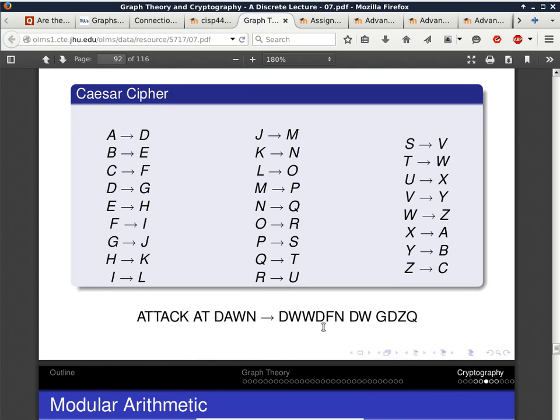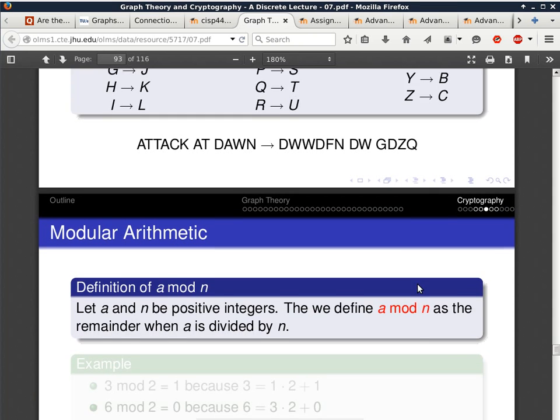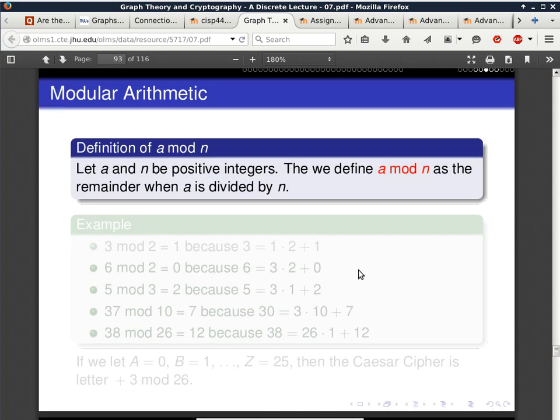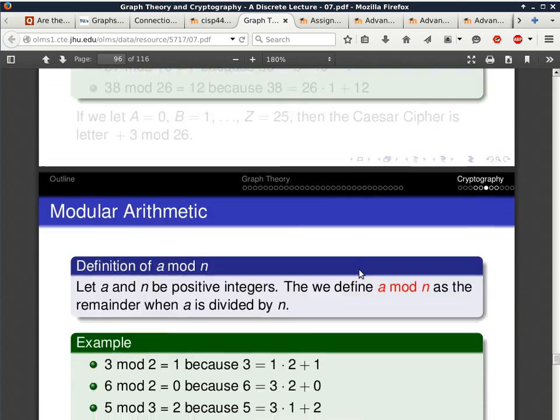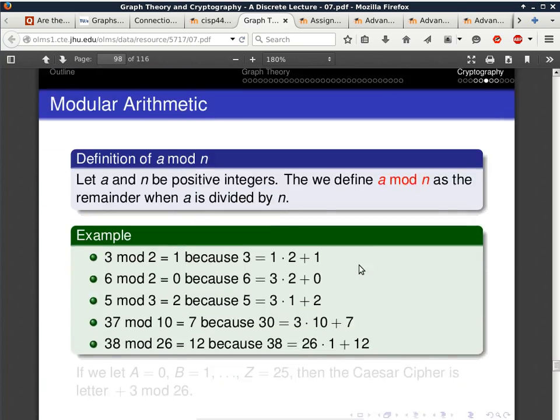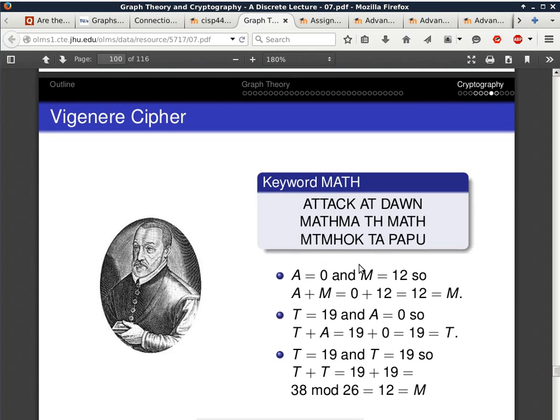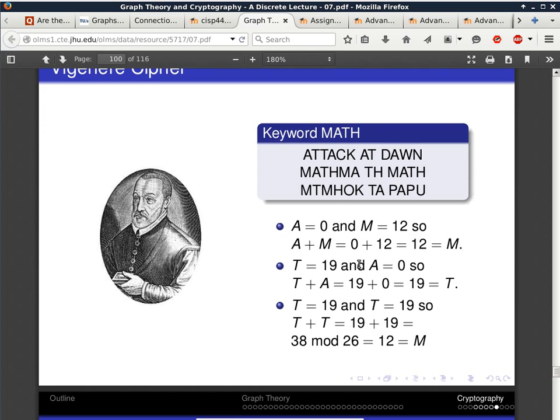So attack at dawn becomes DWWDFN and so on. It's really weak encryption. So the next one uses mod, or modular arithmetic. We already know mod, so I'm going to skip all the stuff about mod. So the next one goes like this. Okay, so this one is kind of interesting, a little bit more interesting.